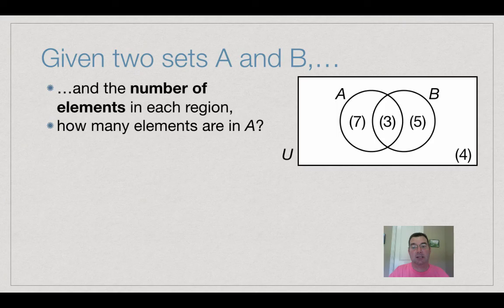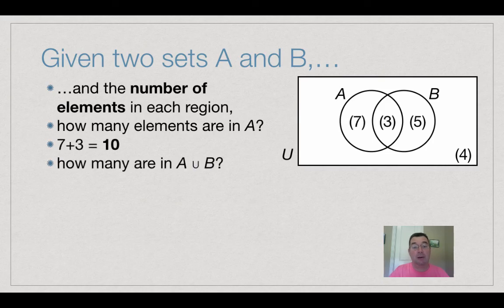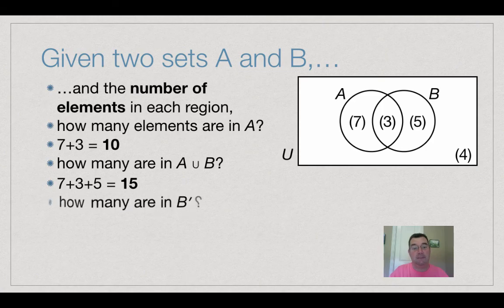Well, I see that there are 7 elements in set A that are not in set B, and then I see 3 elements that are in set A and in set B. So the total of those, the 7 and the 3, would give me 10. Okay. How many are in the union of A and B? Well, I need to look at every number that is either in set A or in set B or in both. And that's the 7, the 3, and the 5, so that's 15.